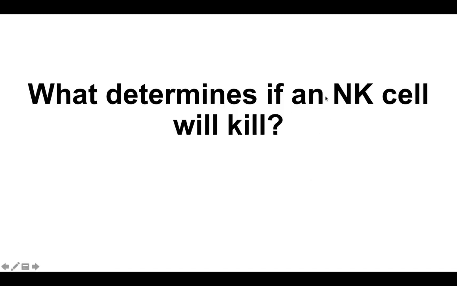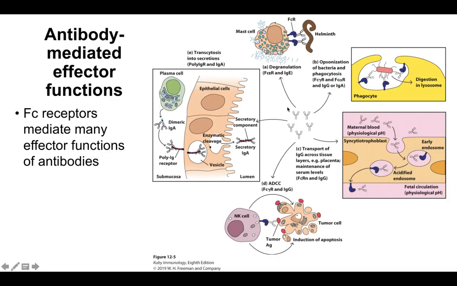What determines if a natural killer cell is actually going to kill can be antibody-dependent cell-mediated cytotoxicity. So if this cell has an antibody bound to it because it has a tumor antigen on it that's recognized by this antibody, the antibody can be bound to the Fc receptor, which will then activate this natural killer cell to kill this tumor cell.